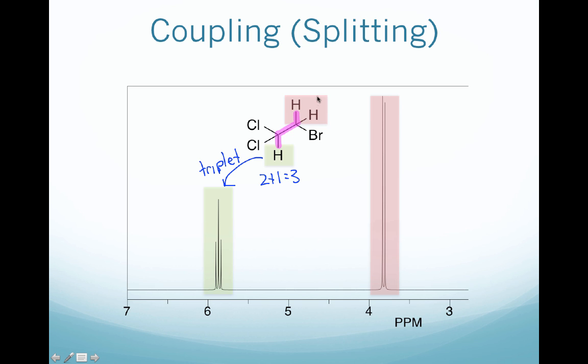Now, if we look at the CH2 group highlighted in red, on the adjacent carbon there's only 1 proton. So with n plus 1, we get 1 plus 1, which equals 2. This signal will appear as a doublet. Again, we have a relatively symmetric signal.